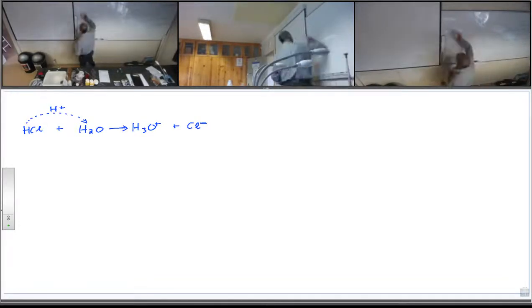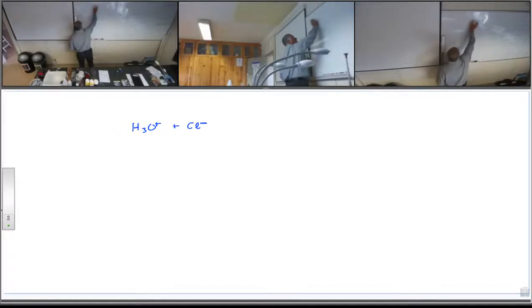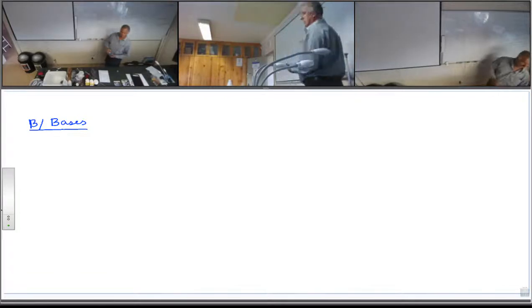What I would like to look at now are bases. So, turn back in your notes. How did we label acids? Was it 1? Was it A? I think it was A. Okay, so if A was acid, then B is bases.